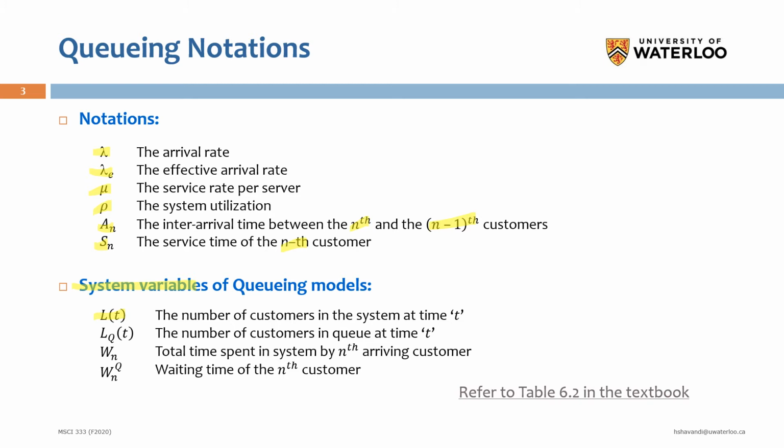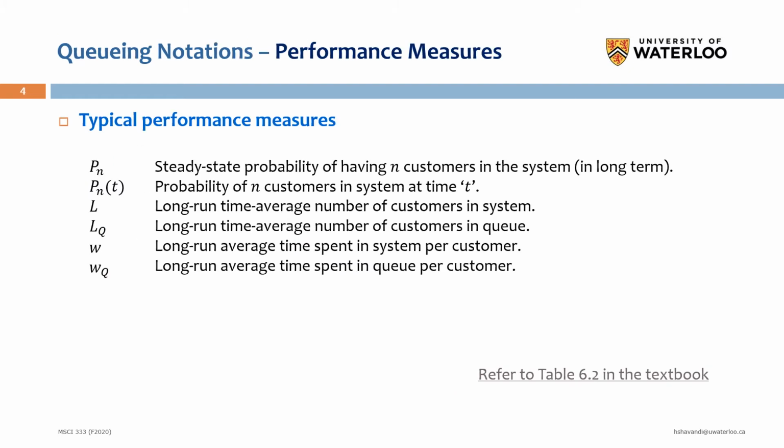These are the system variables for a queuing model. L(t), the number of customers in the system at time t, LQ(t), the number of customers in queue at time t, Wn, total time spent in system by the nth customer, and WQn, waiting time of the nth customer. And these are actually the typical performance measures in a queuing model.